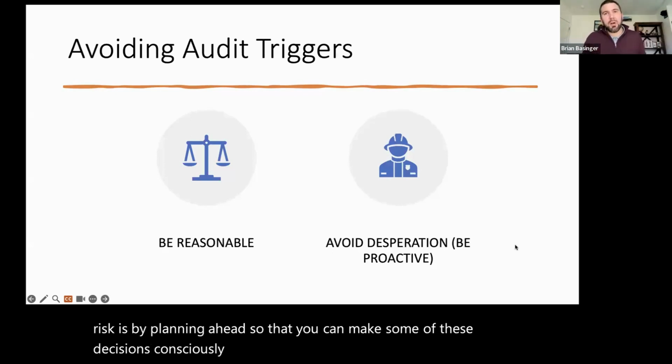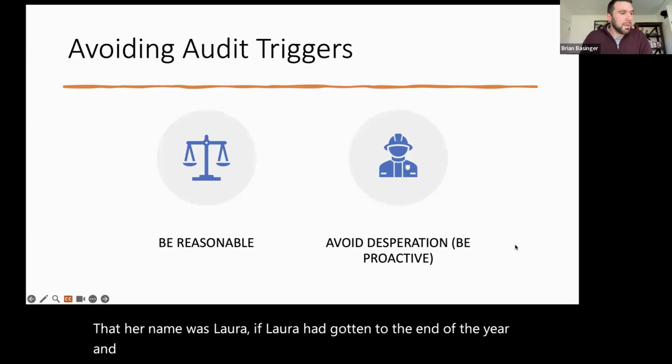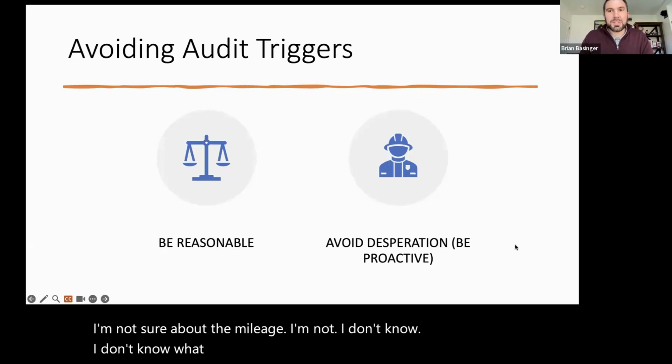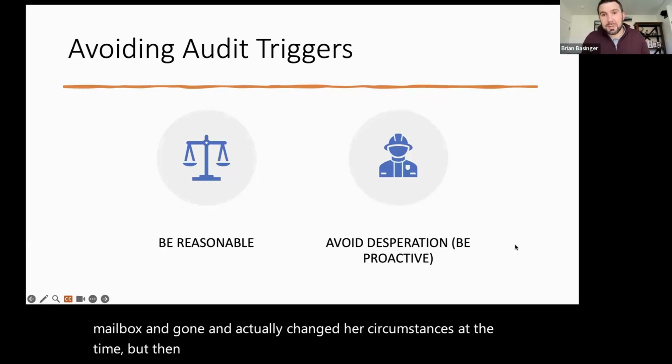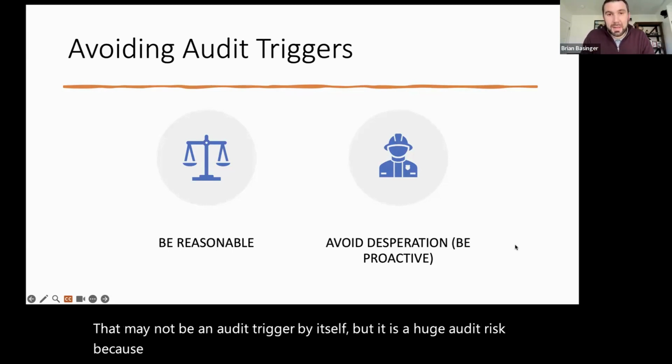And I'll go back to the car example. If her name was Laura, if Laura had gotten to the end of the year and thought, I didn't deduct my car, I'm not sure about the mileage, I don't know what to do there. But she hadn't actually set up the mailbox and changed her circumstances at the time, but then went ahead and took the miles. That may not be an audit trigger by itself, but it is a huge audit risk because she won't have the supporting documentation if she does get audited.